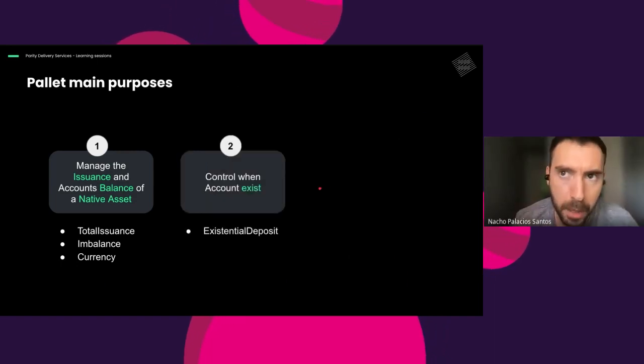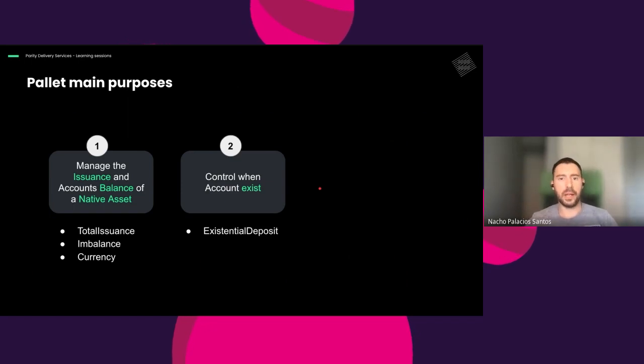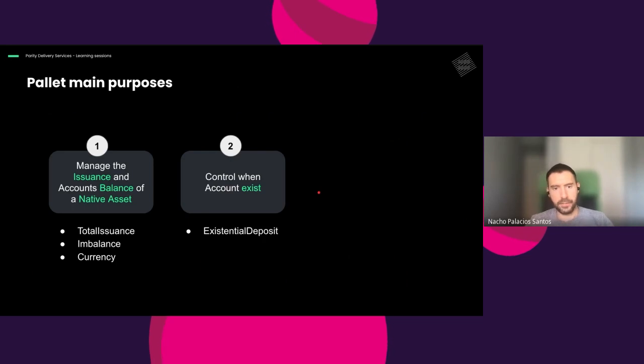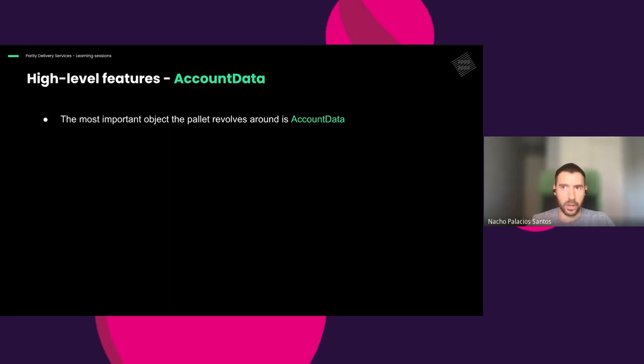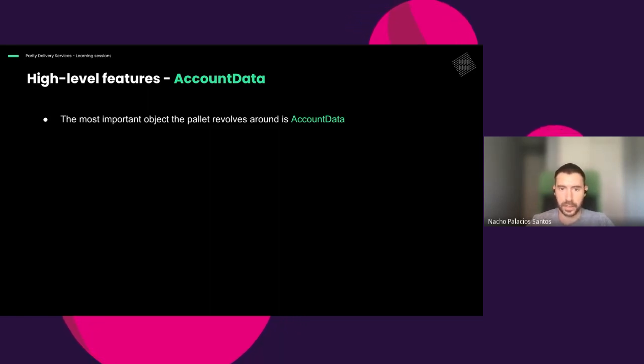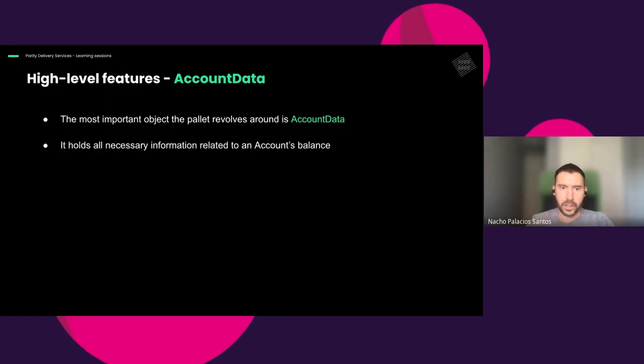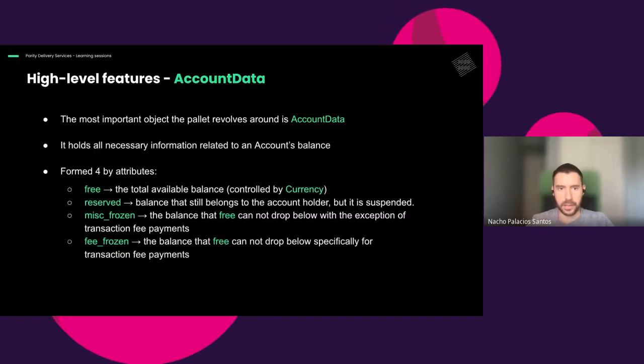The next main purpose is to control when an account exists. To understand how it works, I'll have to go through the concept of existential deposit. But first, to understand existential deposit and the rest of the traits I'm going to explain afterwards, we have to understand what the main struct where the balances are stored is. It's called account data. It holds all the necessary information related to account balances.